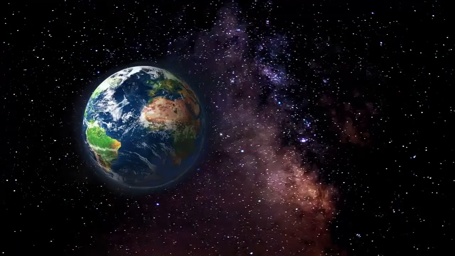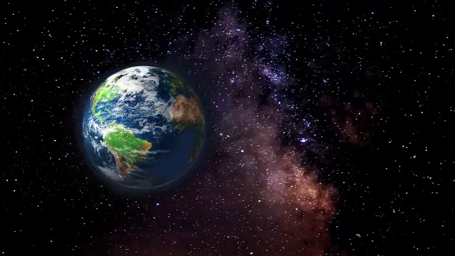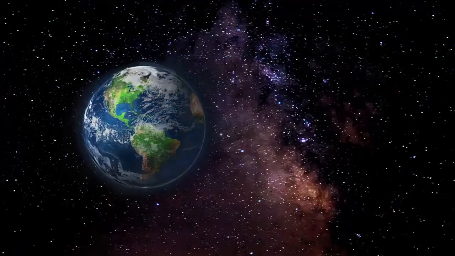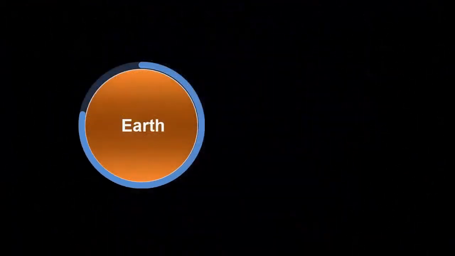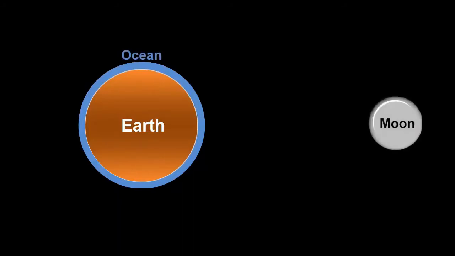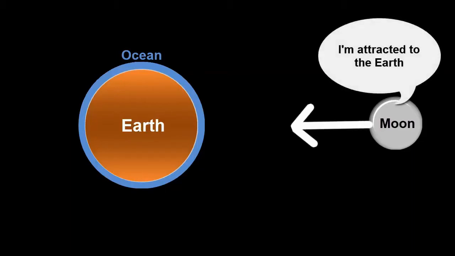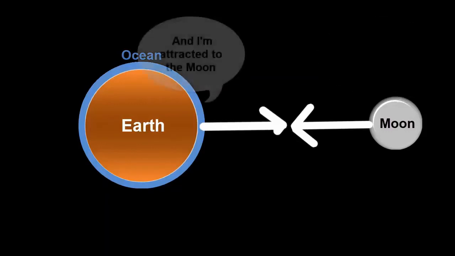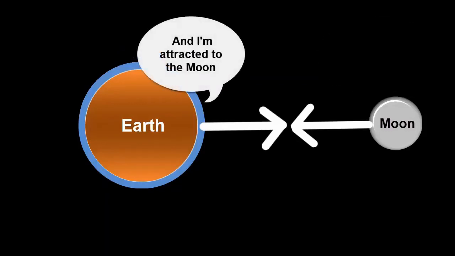Here's the Earth rotating on its axis every 24 hours. We'll now draw the Earth as a diagram with its surrounding layer of ocean. And to the right is the silvery moon. Everything is attracted to everything else in the universe with the force of gravity. So the moon is attracted to the Earth, and the Earth is equally attracted to the moon.